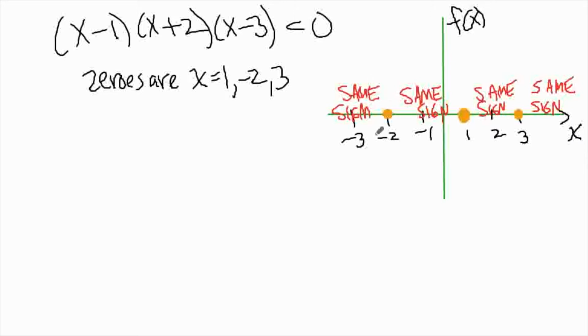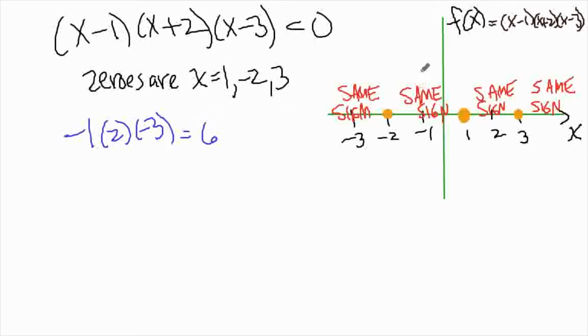So how do you find what that sign is? That's where you can simply evaluate the function. You only need one value in between to know what the sign of that entire interval is. For example, for the interval that includes x equals 0, let's plug in x equals 0 into our function and see what we get. We get minus 1 times 2 times minus 3, which gives 6. So therefore we know that in this region it's positive.